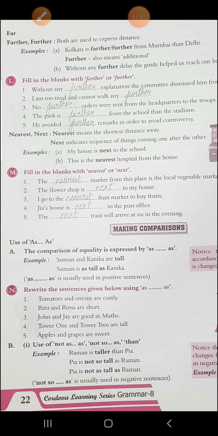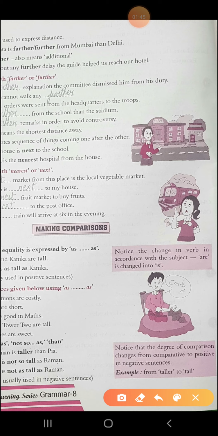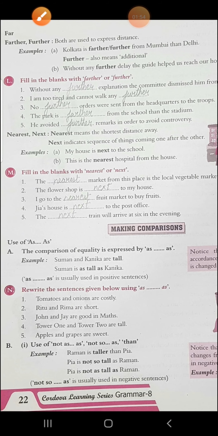Alright. And one thing you have to notice, given here in this pink box, is the change in verb in accordance with the subject: are is changed into is. You have to see the subject, and according to that you have to change your verb. In the first one, are was used and in the second, is used, because in the first, Suman and Kanika are plural, so are is used, and in the second, Suman alone is singular, so is used.